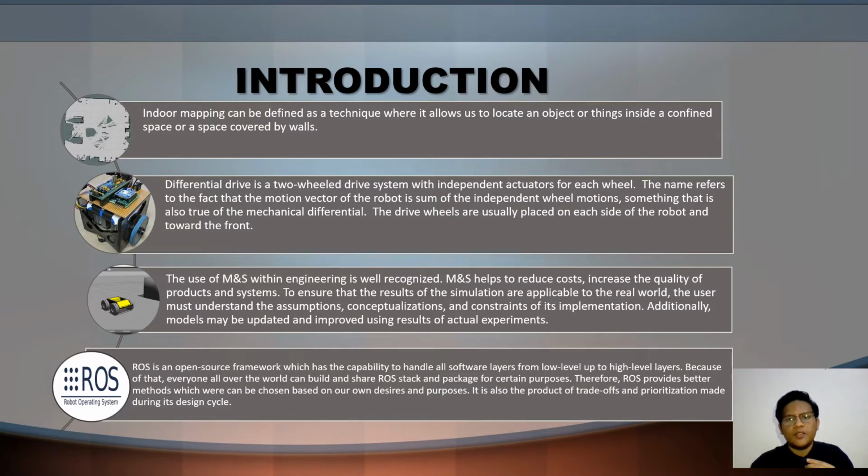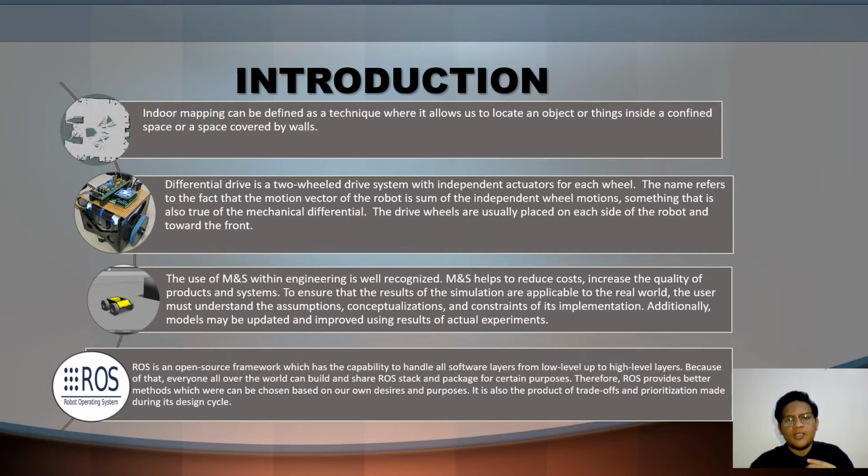The name refers to the fact that the motion vector of the robot is the sum of the independent wheels' motion, something that is also true of the mechanical differential. The drive wheels are usually placed on each side of the robot and towards the front.